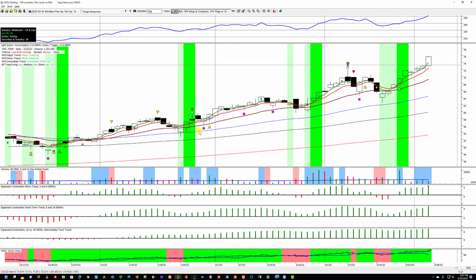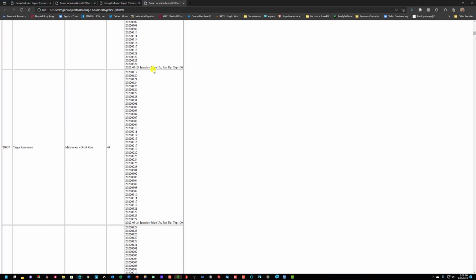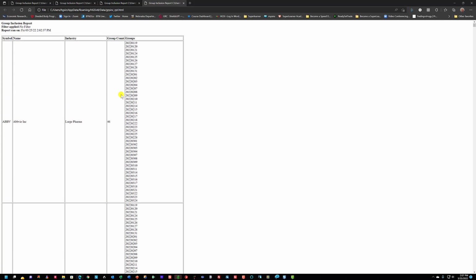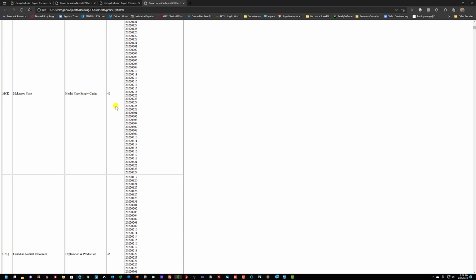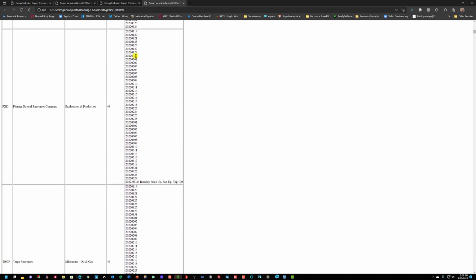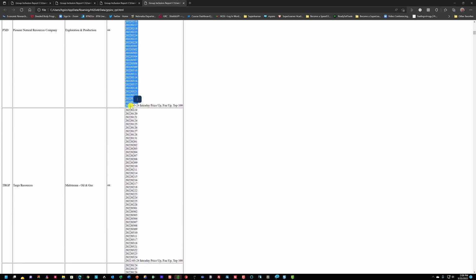So these stocks that I'm showing you now were all leaders on these days that are appearing in the HTML file. All of these dates, you can see all of the times that they appeared. Targa has appeared 44 times over that time period. 46 on ABBV. McKesson 46. These are not included in today's scan because it doesn't have this line right here. So that's why I included this group.